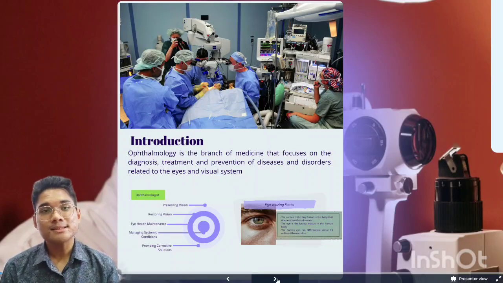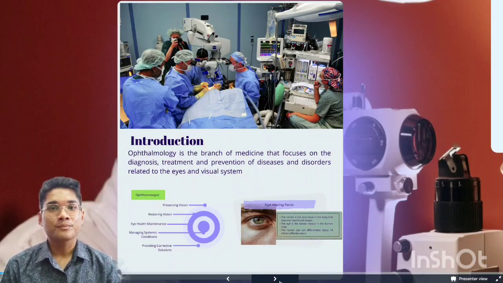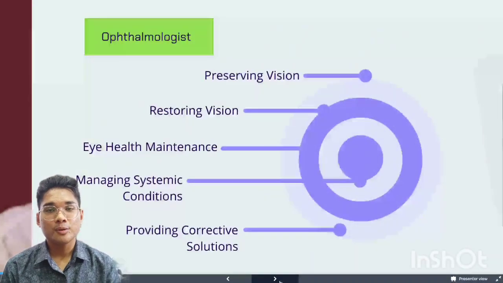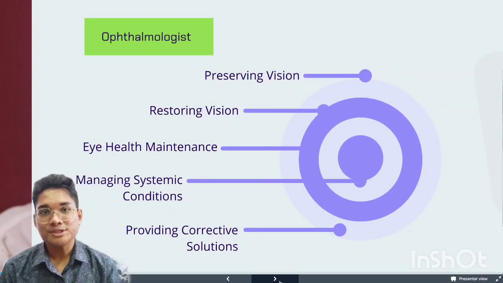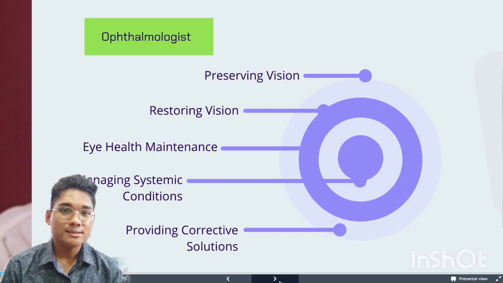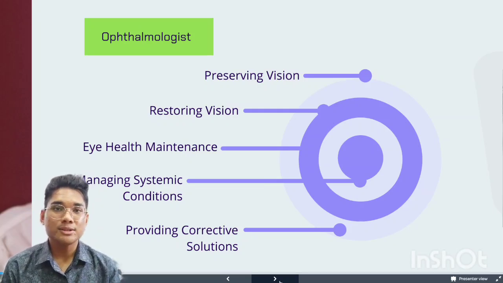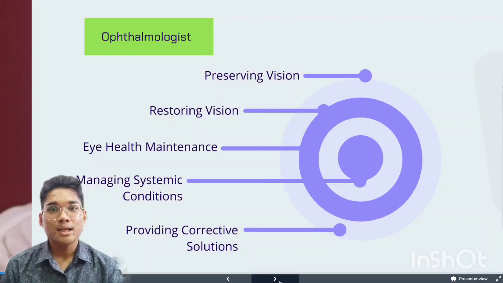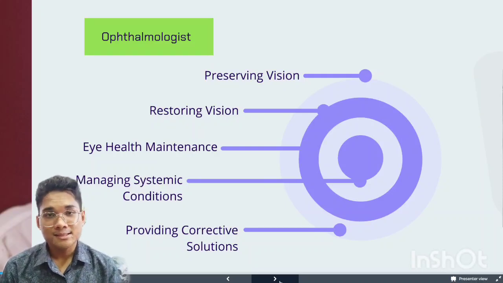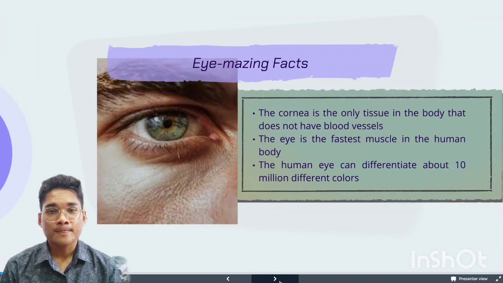and managing disorders of the eye and vision. Their ultimate goal is to ensure that our eyes are healthy and functioning properly, such as preserving vision, restoring vision, eye health maintenance, managing systemic conditions, and providing corrective solutions like prescription glasses or contact lenses.